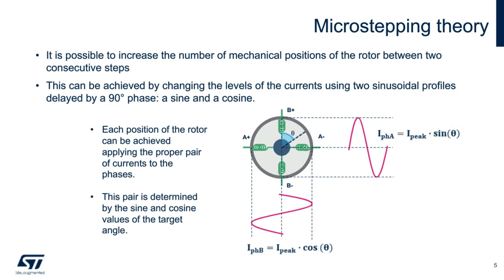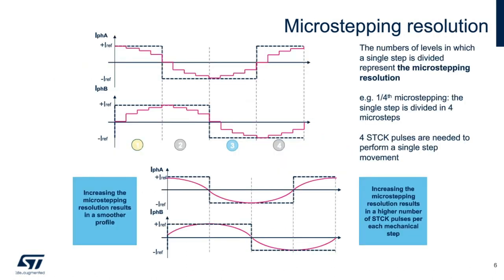The number of levels in which a single step is divided represents the microstepping resolution. For example, in quarter microstepping, the single step is divided in four microsteps. Four step clock pulses are needed to perform a single step movement. Increasing the microstepping resolution results in a smoother profile and a higher number of step clock pulses for each mechanical step.